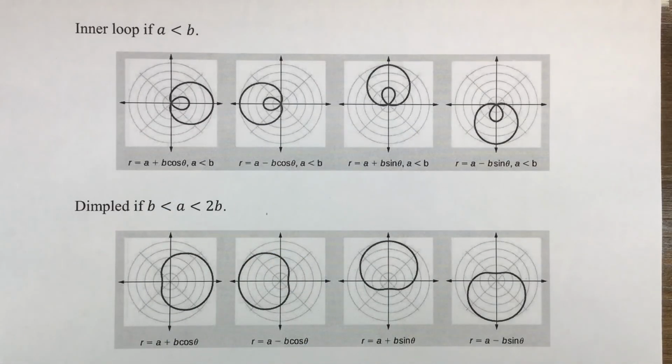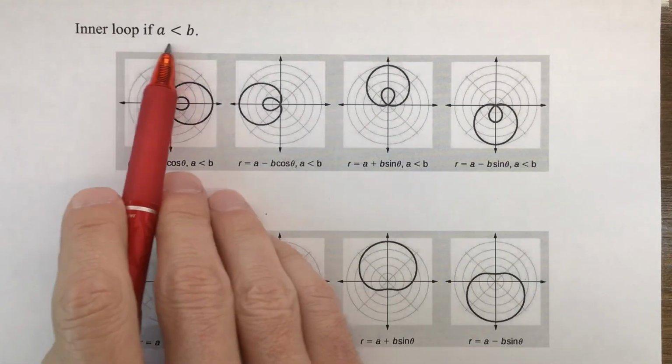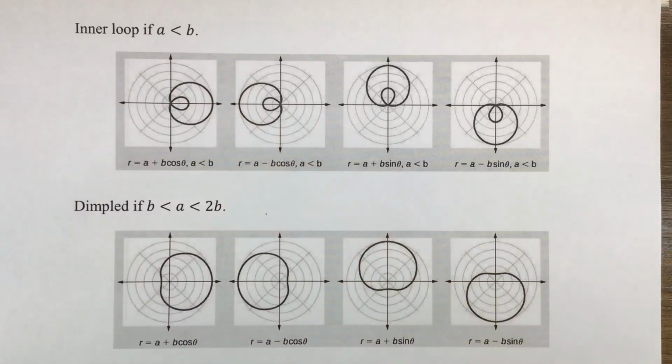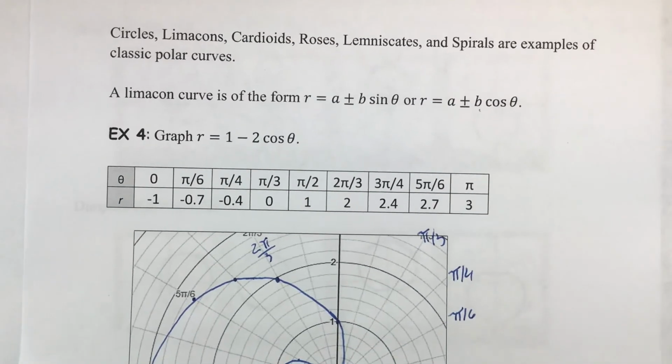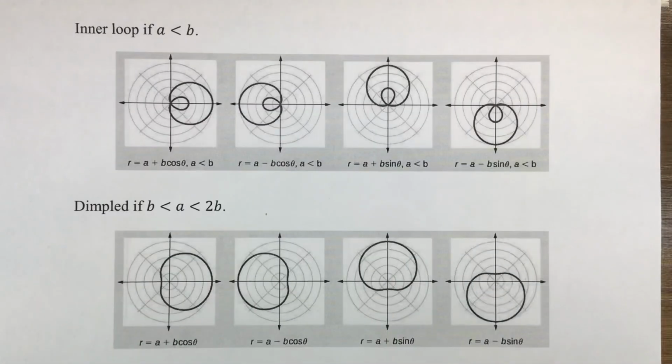What I want to do last is just show you a bunch of different pictures of limaçons that you could get depending on the sizes of the A's and the B's. The one that we had was called an inner loop. That happens if the A value is less than the B value. Remember the one we did: the A value is 1, the B value is 2, so A is less than B. That'll give you an inner loop.